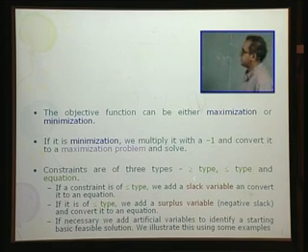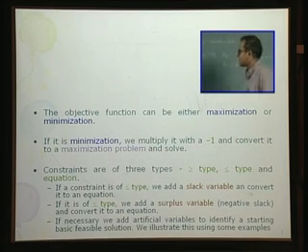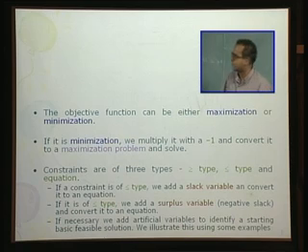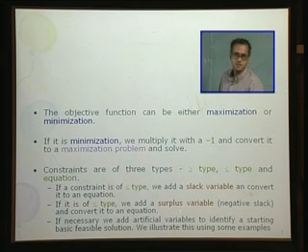Constraints are of three types: greater than or equal to type, less than or equal to type, and equation. If a constraint is of the less than or equal to type, this is assuming that the right hand side values are non-negative, or after converting them to non-negative values, we add a slack variable and convert it to an equation. Slack variable is a positive slack variable.